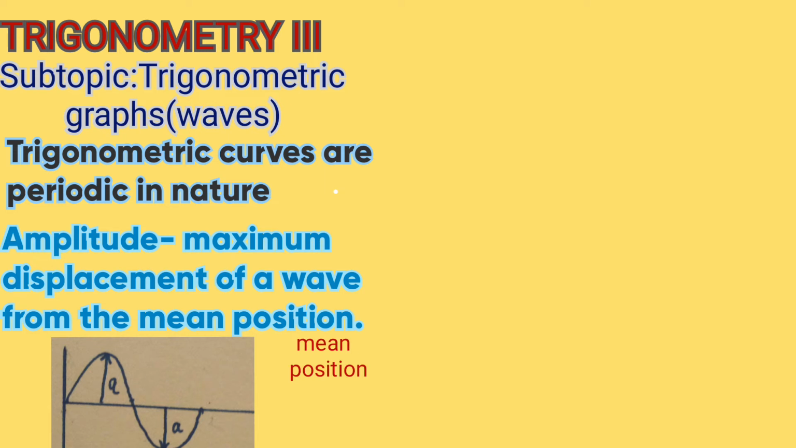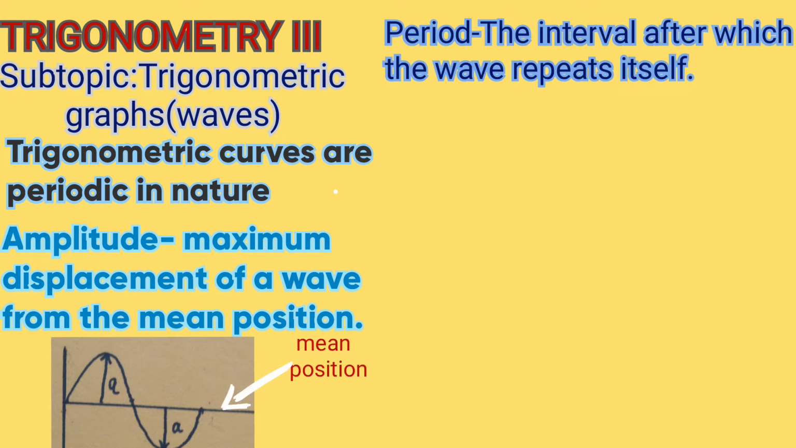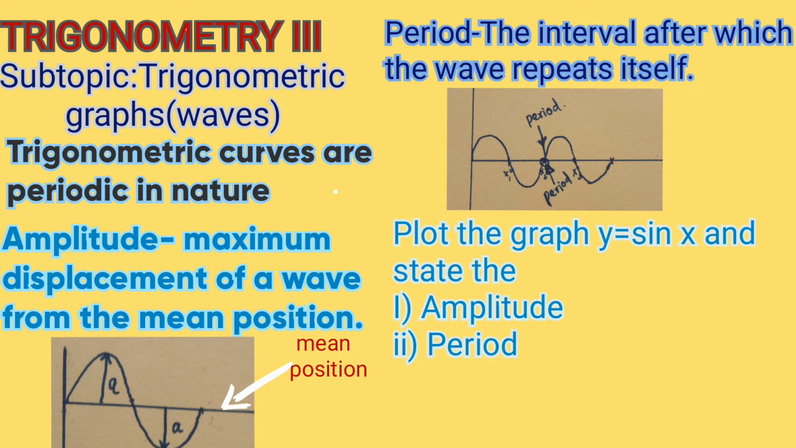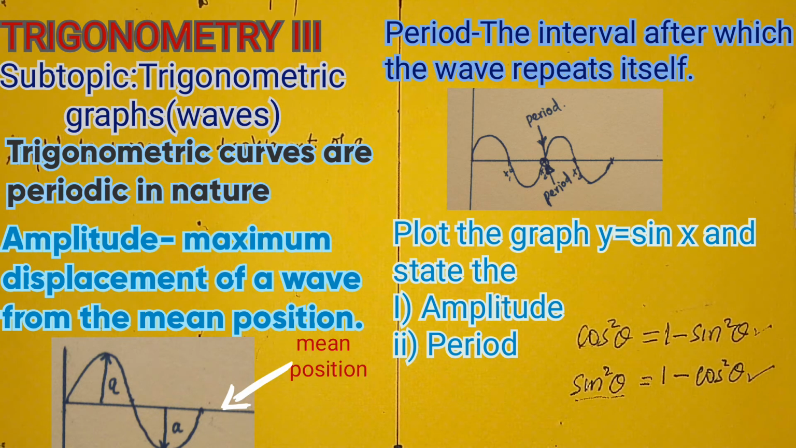The other term that we are going to look at is period. That is the interval after which the wave repeats itself. Now, these terms help us understand the characteristics of the waves that we are going to draw. Now, let's look at an example of trigonometric graphs. The example is asking: plot the graph y equals sine x, and state, one, the amplitude of the wave, and two, the period of the wave.